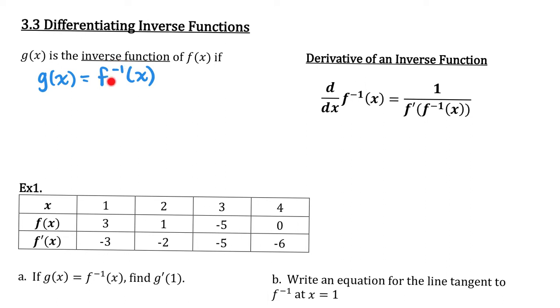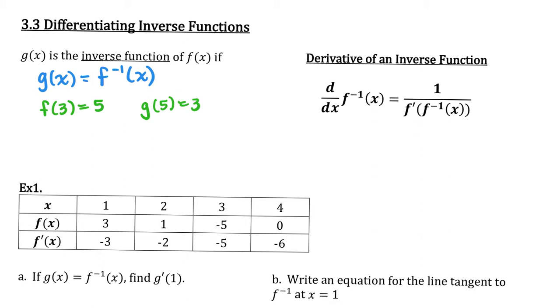Be careful, because sometimes -1 means an exponent that's -1 and it makes a reciprocal. In this case, they're saying f inverse of x. Okay, if they are inverses of each other, then they undo each other's functions. So what would be true? Let's see. If, let's say, f of 3 is 5, if they're inverses of each other, then g of 5 would equal 3 because the x's and y's are just switching places.